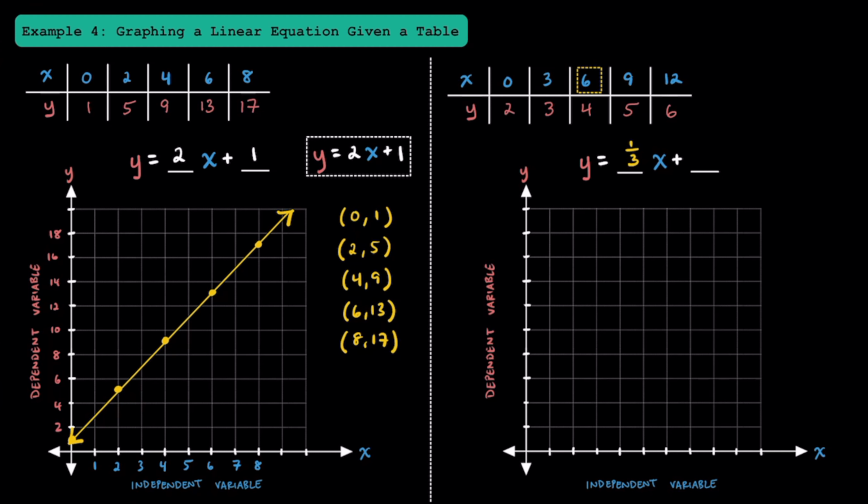Let's see if that rule works for this 6 here. Multiplying 6 by 1/3, that equals 2, and then we'd have to add 2 more to get to the 4 underneath it. And just testing one more here, if you take 1/3 of 12, that's going to be 4, and you have to add 2 to get the 6 beneath it.